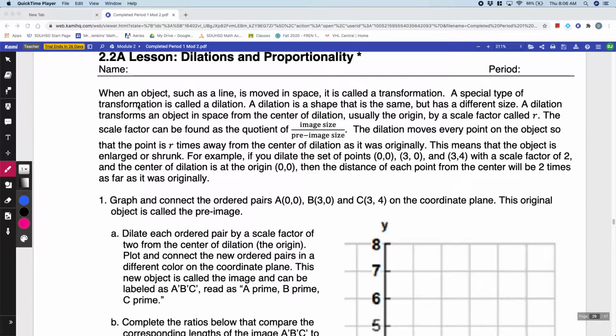Hello everybody. What we're going to be doing is lesson 2.2a and we're going to do dilations and proportionality.